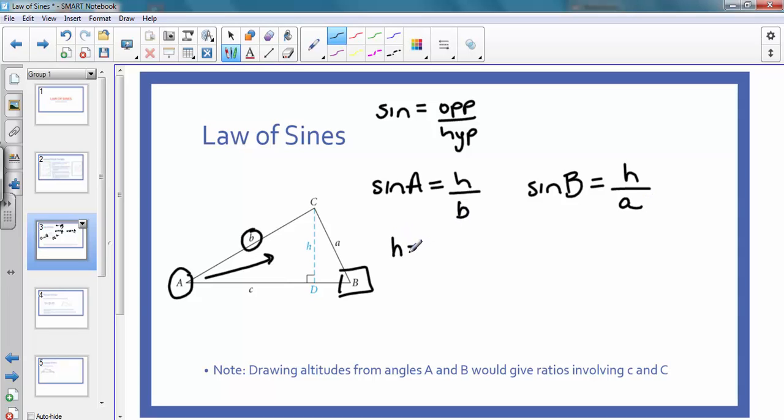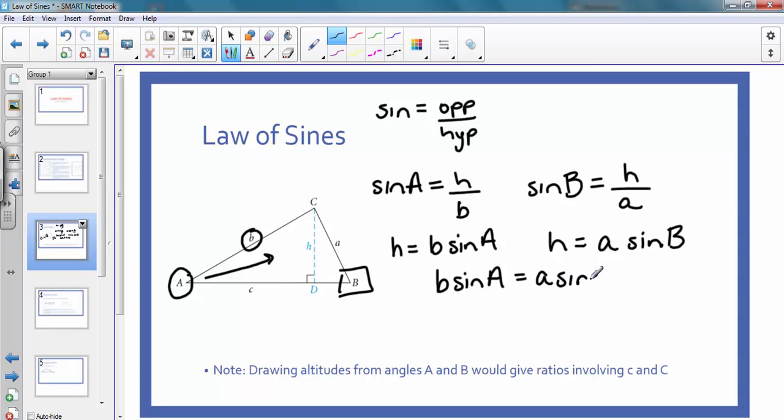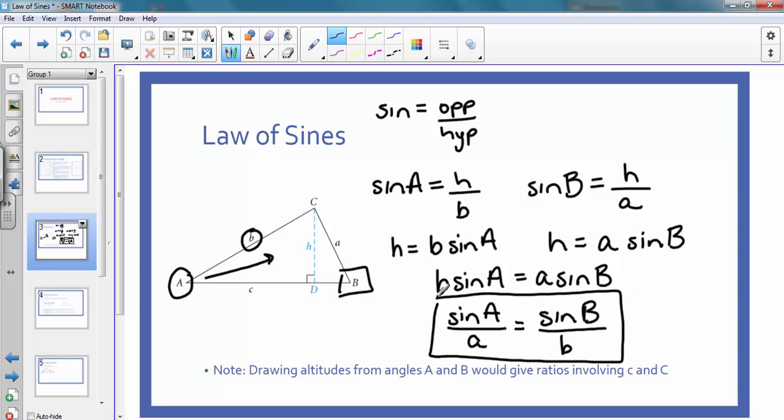Solving both of these for h, I'm going to get h equals b times sine A. And solving for h over here, I get a times the sine of B. Since both of these now equal h, I can set them equal to each other and get b sine A equals a sine B. And rearranging that, I can get the sine of A divided by little a equals the sine of angle B divided by little b.